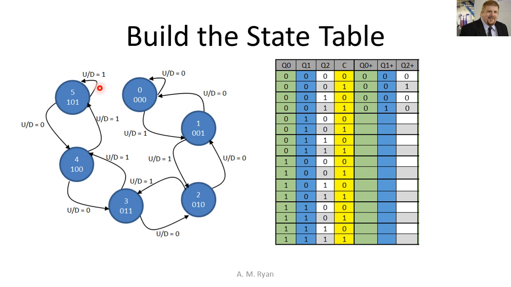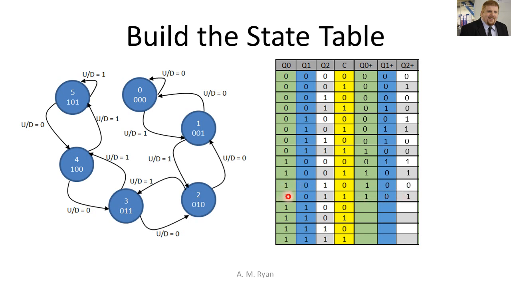Okay, so if we're in 0, 1, 0, down will take us back to 0, 0, 1, up will take us to 0, 1, 1. So we're filling all this information in as we go. State 4. Now, state 5 is the interesting one. Because we're in 101, count down, dead easy, we go back to 100, count up, we stay in 101.